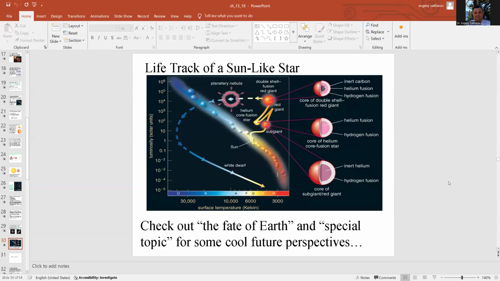So this is a life track of a sun-like star. This is the sun that has entered the main sequence from a protostar. Then it's a horizontal branch, and then the giant, and the double shell fusion. So you have hydrogen into helium, helium into carbon, and the planetary nebula is the explosion, and then it's the white dwarf. This is the zombie. This is the remnant of the remnant phase of what used to be a star.